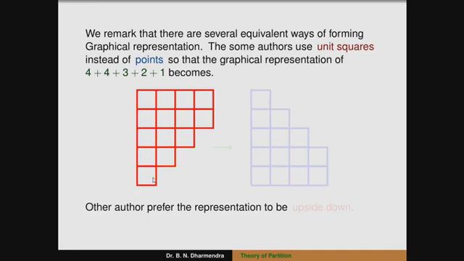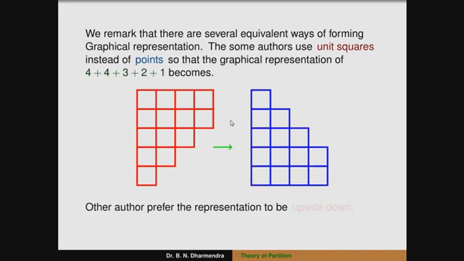Some authors also write it upside down, from top to bottom in reverse order. The first one is 1, next 2, next 3, next 4, next 4. Some authors prefer to represent the unit squares upside down like this.